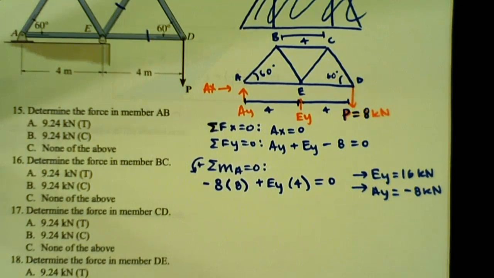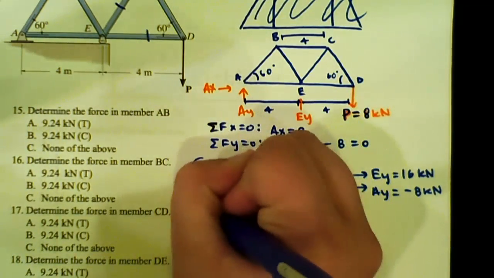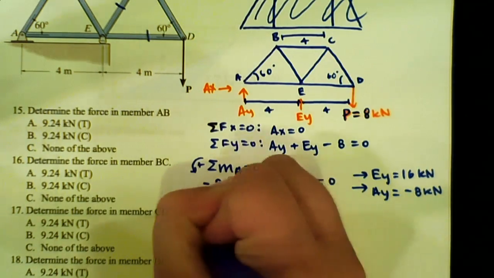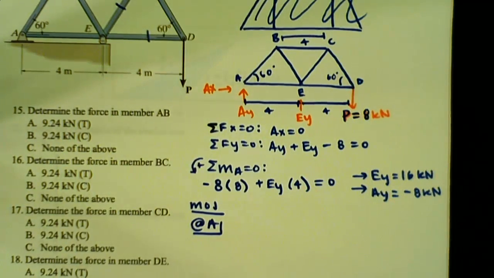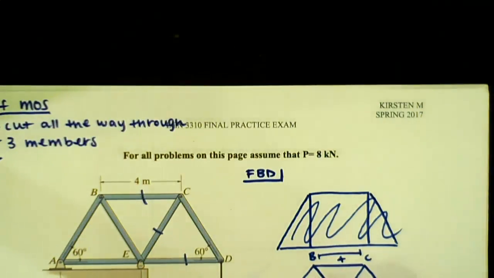So from here, you could either start at A or you could start at D because they have the smallest number of unknowns. I just started at A. So for my method of joints, I started at A. You could start pretty much everywhere. You want to try and choose a place where you know the most things. So in this case, I have AY at A, and I only have 2 unknowns.